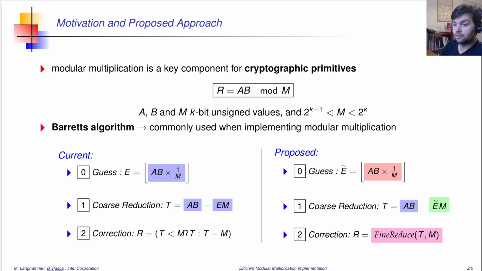In contrast, in this work we propose a truncated multiplier for computing the guess E tilde. With this less accurate guess, the coarse reduction will return a value t, which may be a number of multiples of M off the final result. Consequently, we propose a fine reduction circuitry which is only marginally more costly than the original subtraction and multiplexer-based one. Additionally, we propose using an MSB truncated multiplier for the term E tilde M, but note that this may also be applied on the original algorithm as this multiplier does not introduce any error.